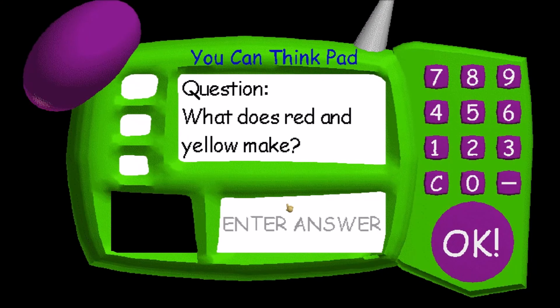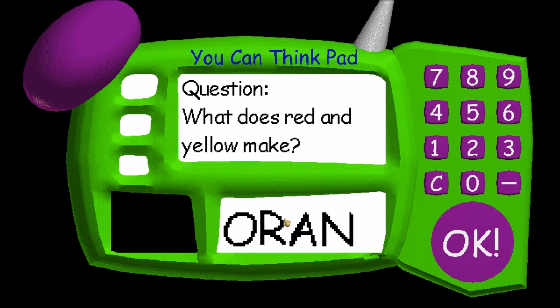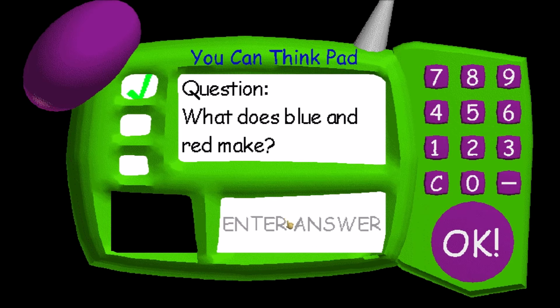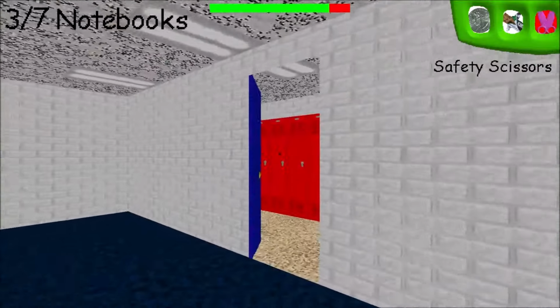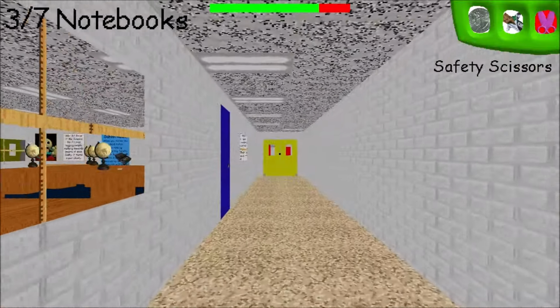Alright, now, what does red and yellow make? Orange. What does blue and red make? Purple. And then, I hear every door you open. Now we got our third notebook. Now let's replace this for safety scissors right here. Alright, there you go. Alright, now I'm really liking the script.